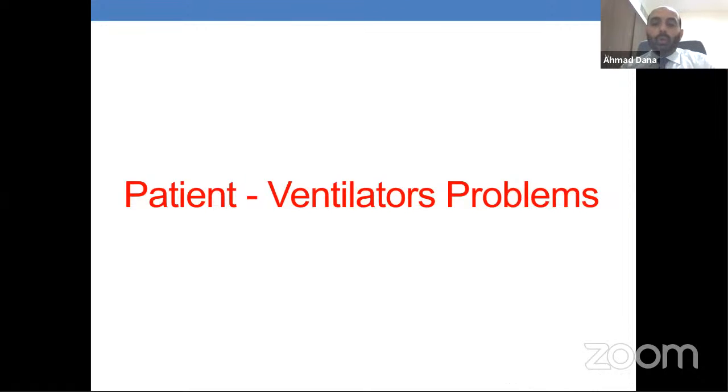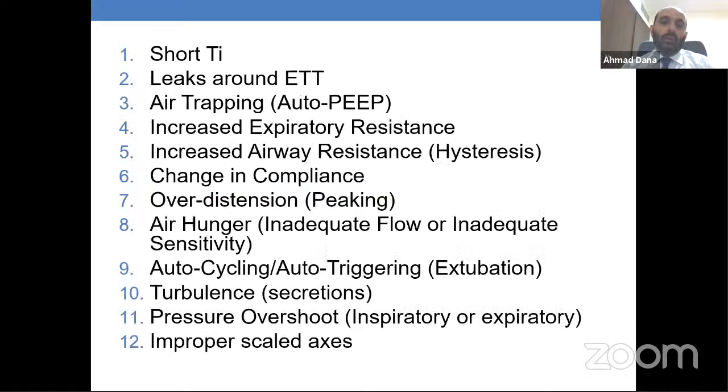So we just described the waveforms. We just described the loops. Now we are going to understand what's going on. These are the things we are going to go through: short inspiratory time, leak, air trapping. We'll go through all of them now.